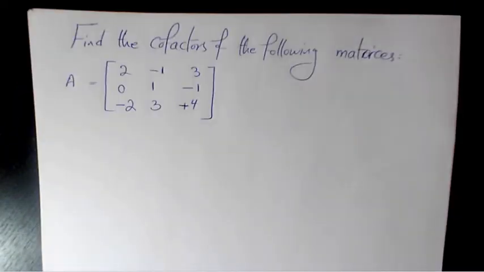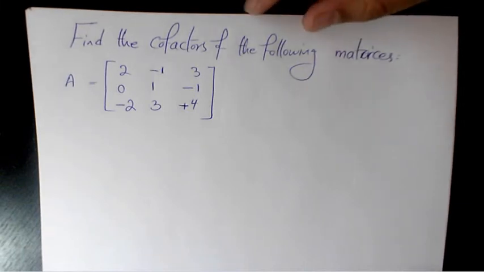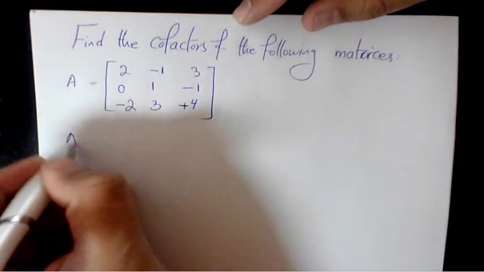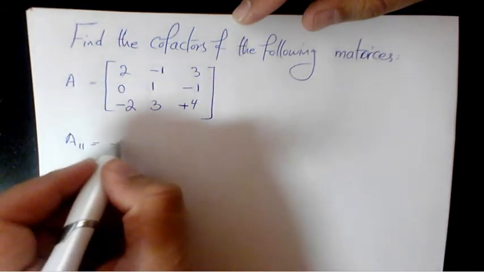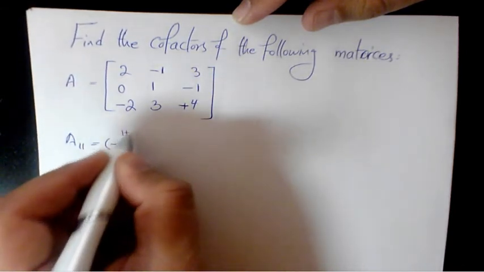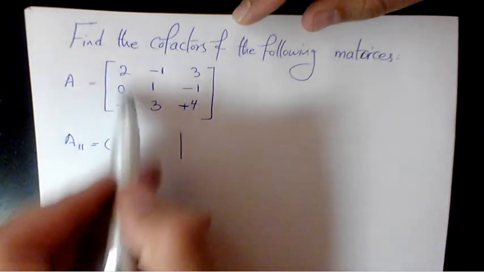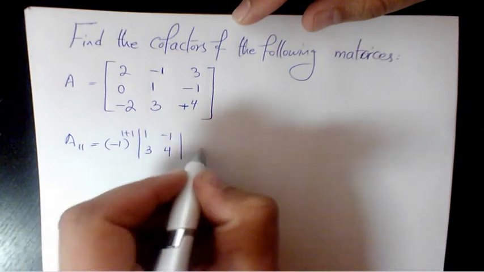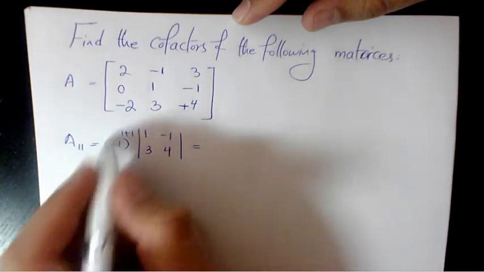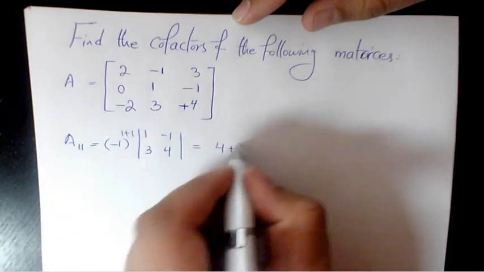Now I want to show you how to find out the cofactors of all the elements. Here we have a 3 by 3 matrix, and we want to find out all the cofactors. I'm going to start with A11 for the first one. That's going to be negative 1 to the power of 1 plus 1 times the determinant of the remaining, which is going to be 1, negative 1, 3, and 4. That's positive 4 plus 3, 7.